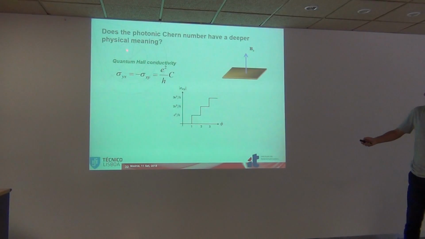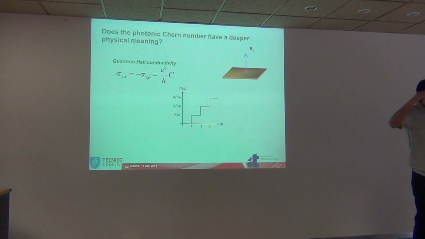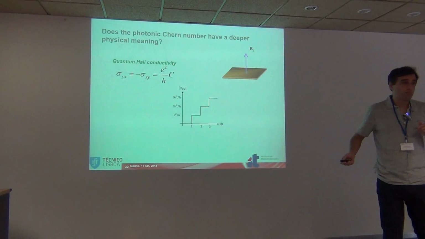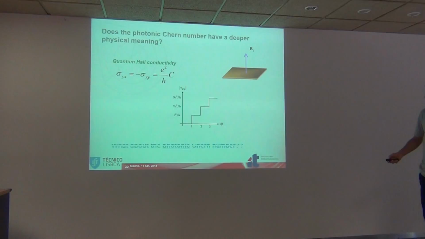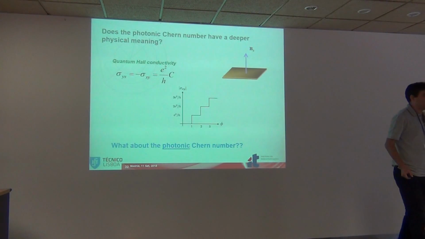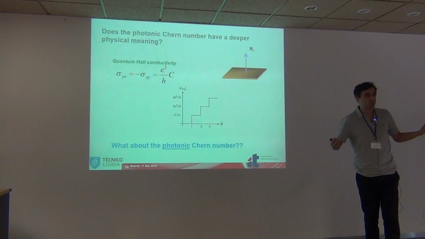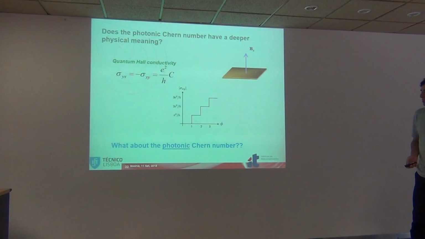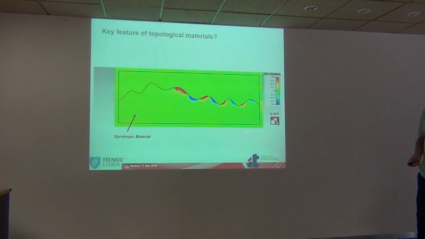But we don't have a conductivity, a photonic conductivity, in optics. So this does not help us much. So what I want to ask is, in optics, can we find another physical meaning for the photonic Chern number? Some quantity that is quantized, that is not obvious. And so this is what I want to discuss, and I will show you that yes.